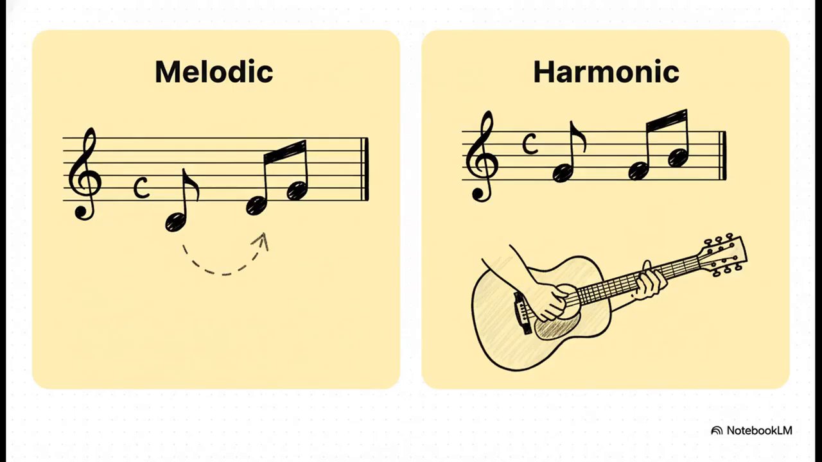Okay, so we hear these intervals in two main ways. On one hand, you've got melodic intervals. That's when you hear the notes one after the other, like a tune. The classic example is Twinkle, Twinkle. Then you've got harmonic intervals. This is when the notes are played at the exact same time, like when you strum a guitar chord. It's the same building blocks, just presented differently. Learning to hear both is really the whole game.